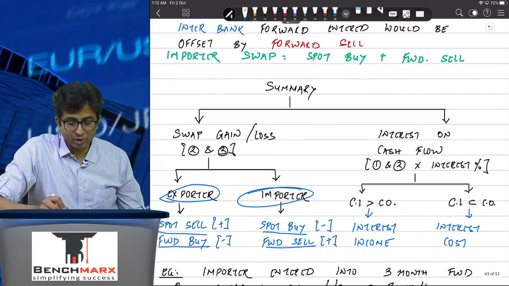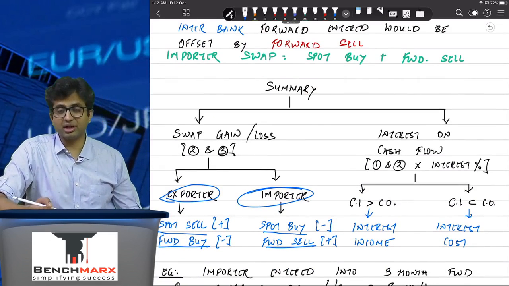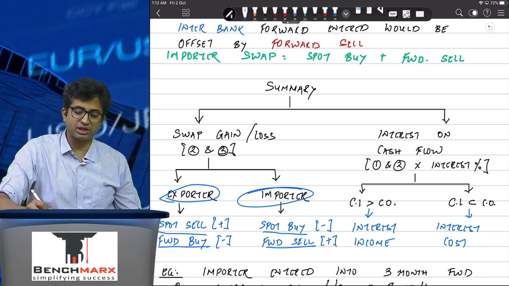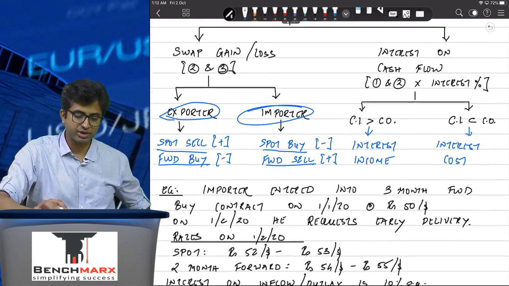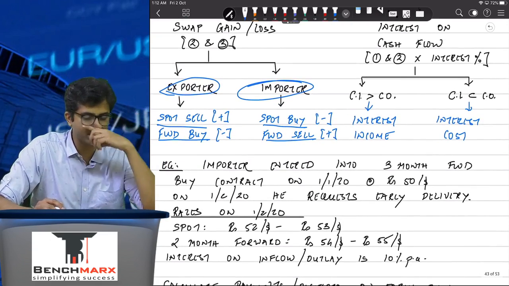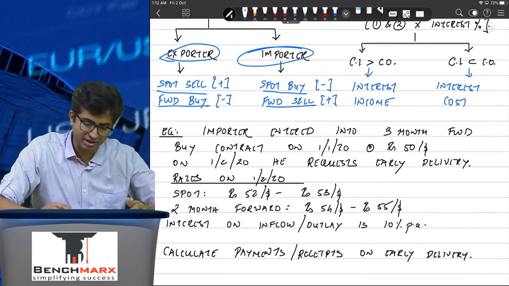Interest on outflow or inflow: if the cash inflow is greater, that is an interest income. The bank will have to pass on that income. If the cash outflow is greater, that is an interest cost. The bank will recover that cost. We have just discussed an example over here, and we'll discuss that, and then that should take care of your revision.